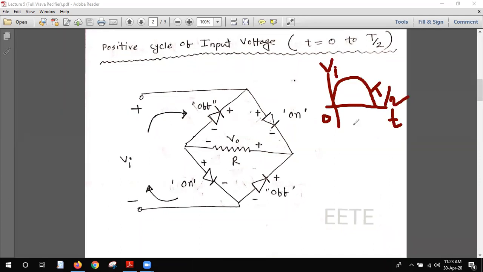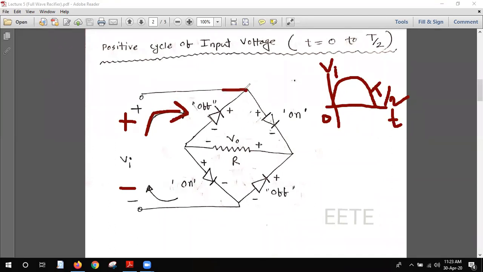So you know that in the positive cycle, this will be VI. This is the positive terminal, this will be the negative terminal. So the current will flow. We always know that the current starts to flow from the positive terminal. The current starts to flow from here, so the current will go here.